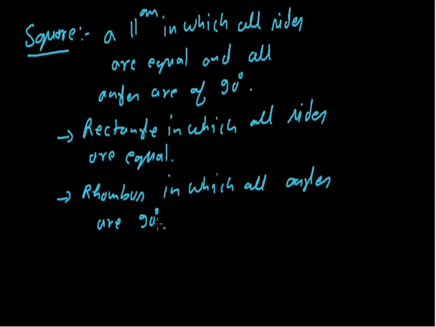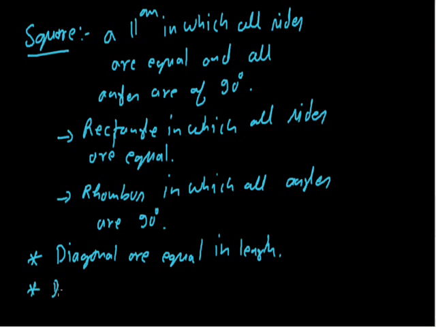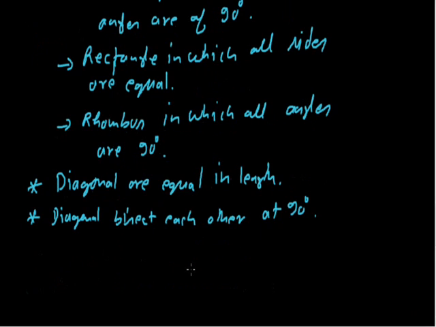As a square is a parallelogram, it will have all the properties that a parallelogram has. It means its opposite sides are equal, opposite angles are equal and diagonals bisect each other. And it also has the properties of a rectangle and a rhombus. That is, in a square, diagonals are equal in length as well as diagonals bisect each other at 90 degree. Why? Because it is a rhombus also, since all the sides are equal, so the diagonals bisect each other at 90 degree, and the length of the diagonals are equal in the case of square. So these are the properties of a square.